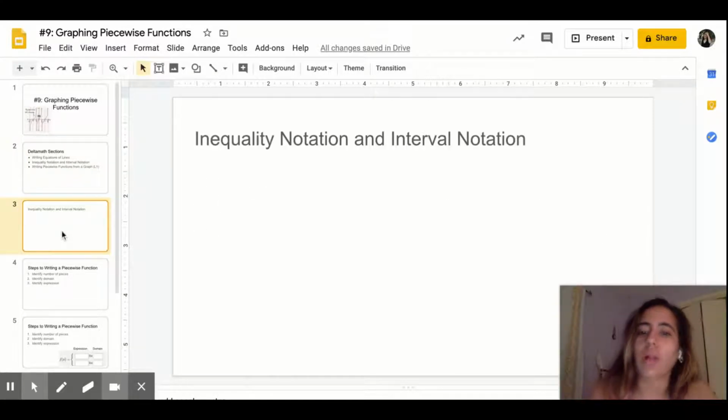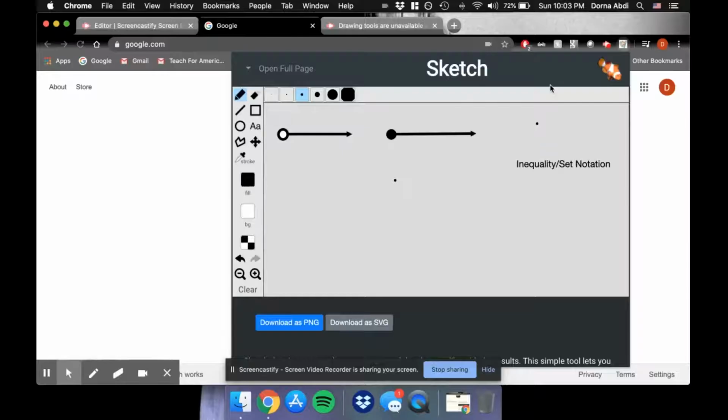Jumping into inequality notation and interval notation. This is something we've already done, but I want to touch on it just to make sure that we've got it all down. When you have a function graphed, you will see two different possibilities. You will see the ending either be an open circle or a filled in circle. If it's an open circle, that means that the function starts right after where that point is. So that is when you would draw more than or less than, but not equal to. If it's a filled in circle, then it is greater than or less than and equal to. That is inequality or set notation.